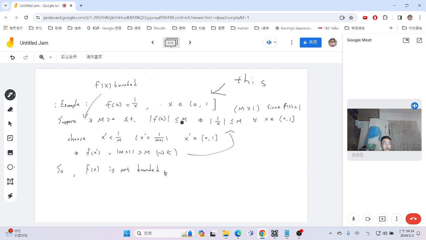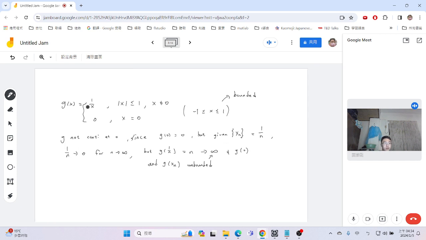Then we can choose x prime equals 1 over m plus 1 and plug it into the function, which is greater than m. This contradicts m being an upper bound. Therefore, the function is unbounded. This example shows that if the function is continuous, but the interval is not closed, then the function is not necessarily bounded.